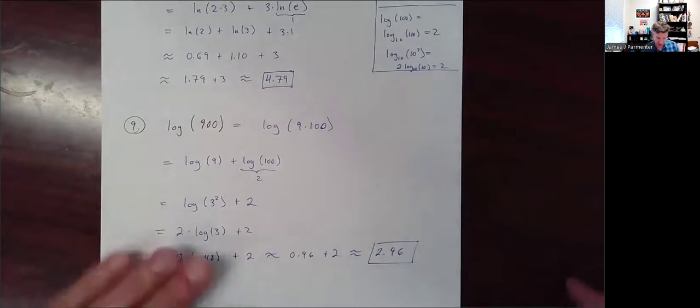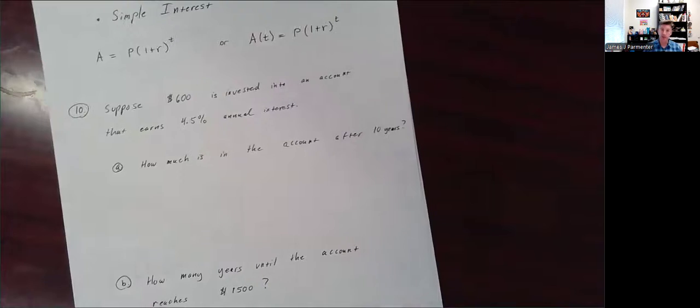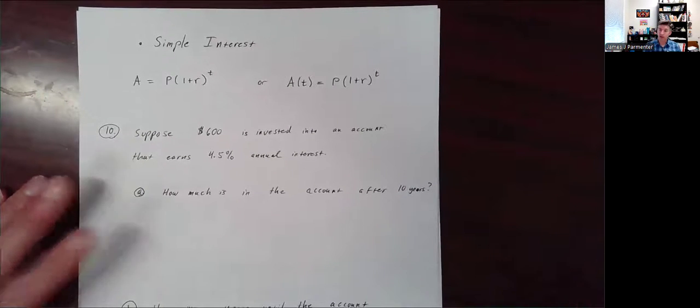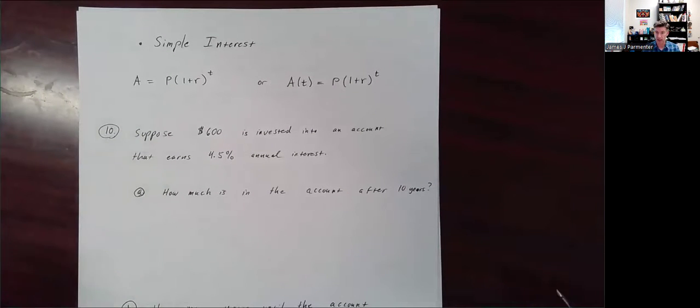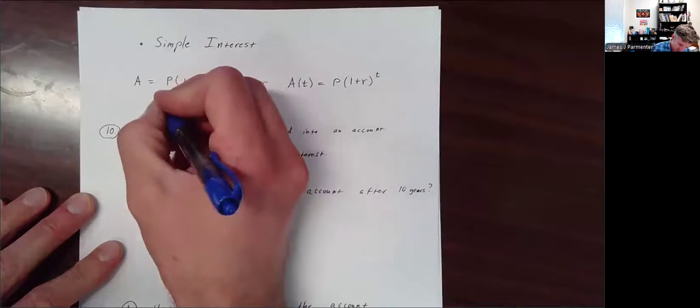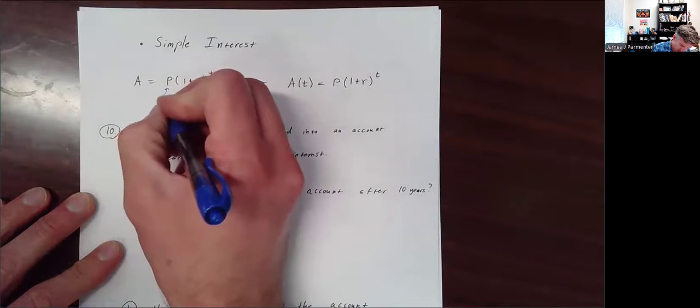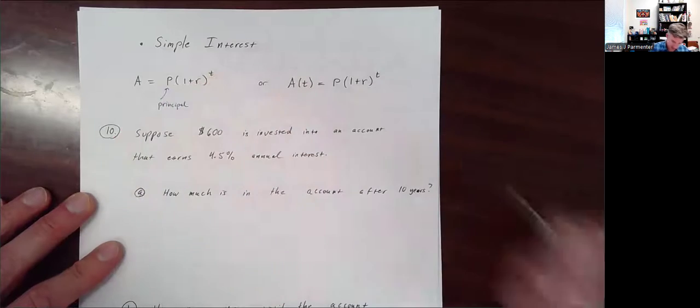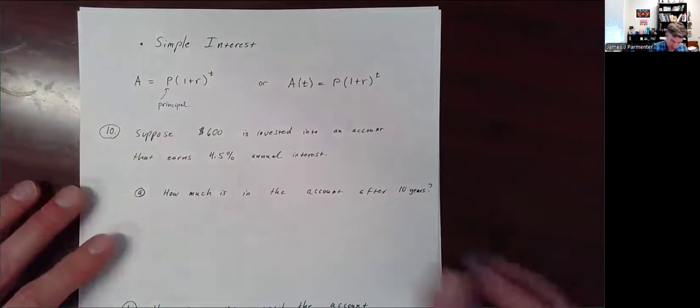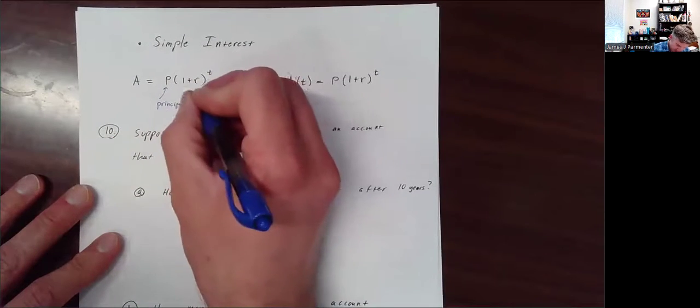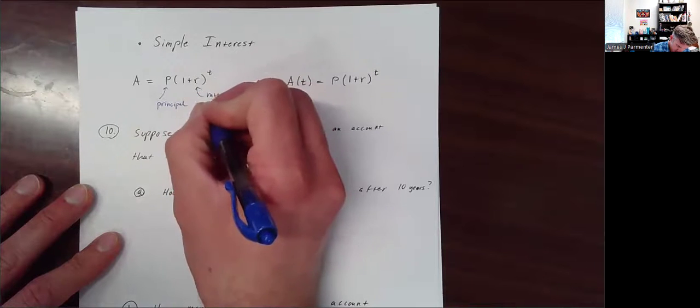All right, let's look at the last couple things here. There's just a couple more things. We're almost done. Some simple interest. So the way we calculate simple interest is by taking the principal, which is the amount of money you start with or the amount of money you invest, and multiplying it by 1 plus the interest rate as a decimal.